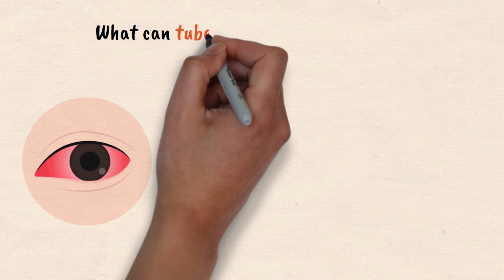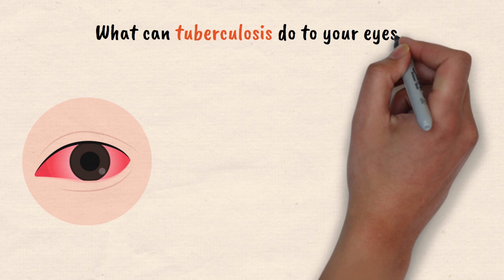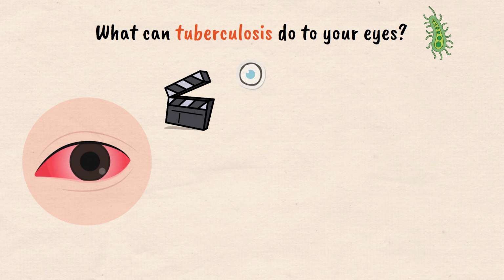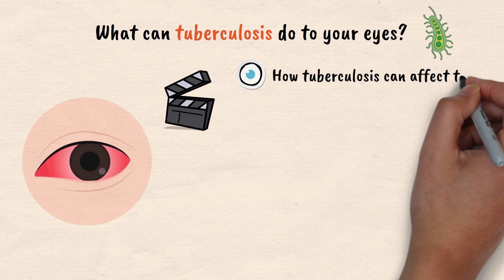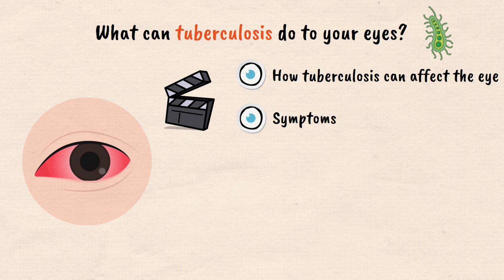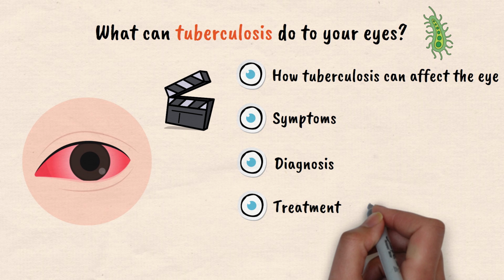Do you want to know what tuberculosis can do to your eyes? By the end of this video, you will know how tuberculosis can affect different parts of the eye, what symptoms to look out for, and why early diagnosis and treatment are so important for protecting your vision.